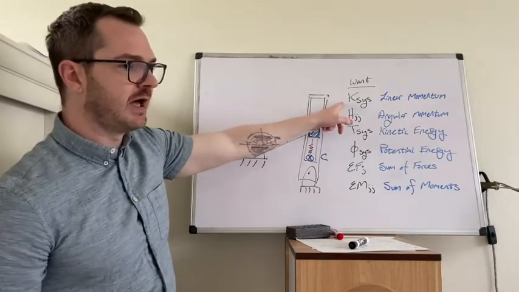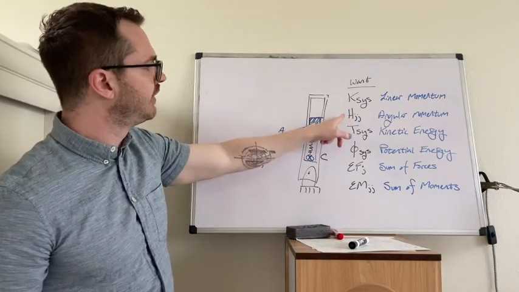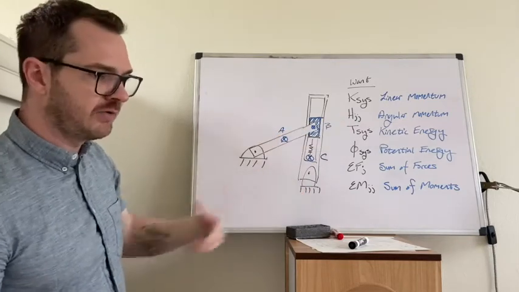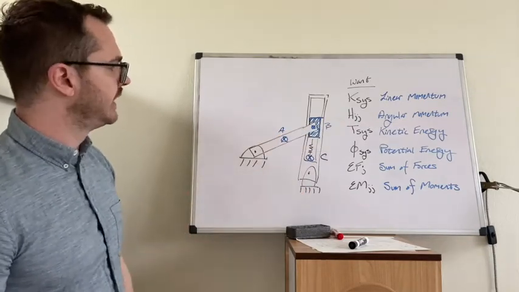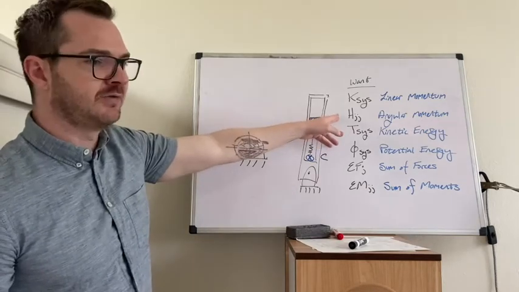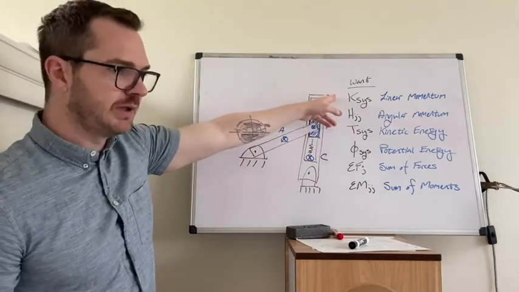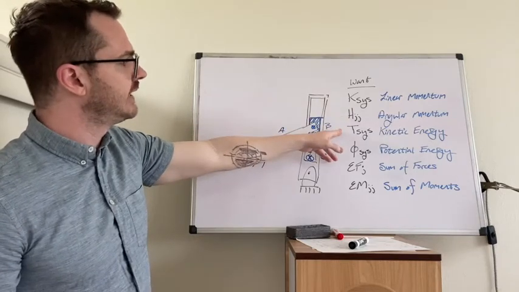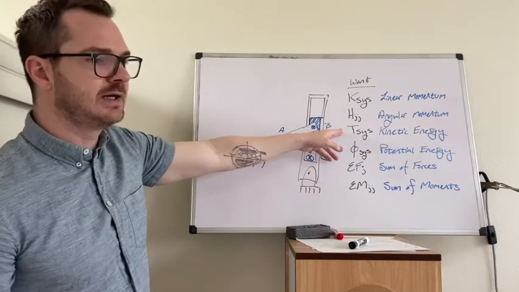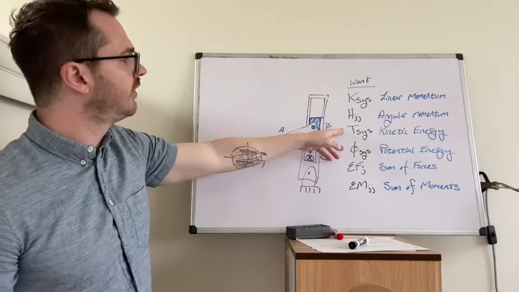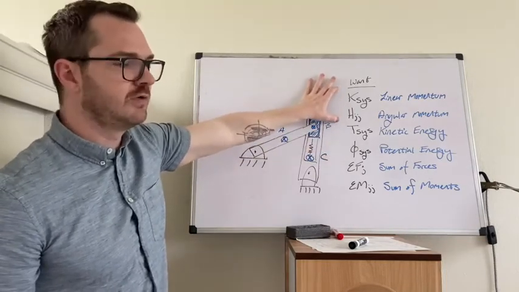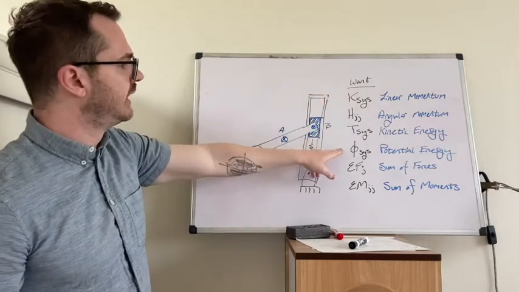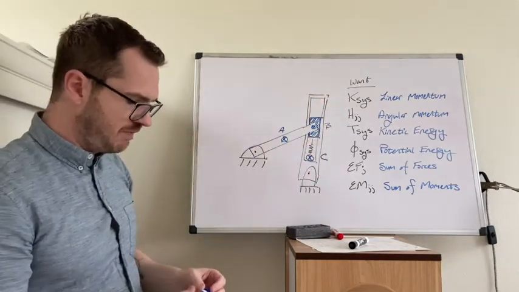We need to find the velocity of those points for linear momentum. For angular momentum, we need to define the inertia of the bodies, or at least have some knowledge of it. We also need angular velocity. So linear momentum, linear velocity. Angular momentum, angular velocity. Kinetic energy, we actually need linear and angular velocity. So if you can do linear and angular momentum, you can do kinetic energy.